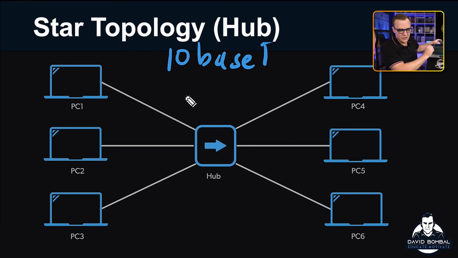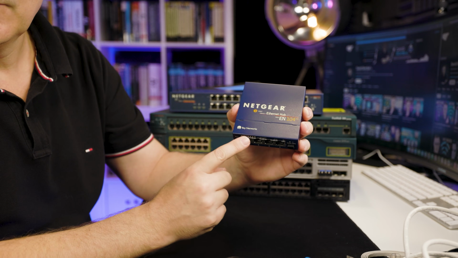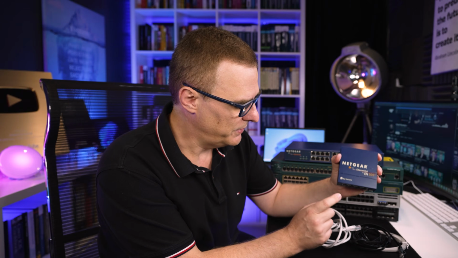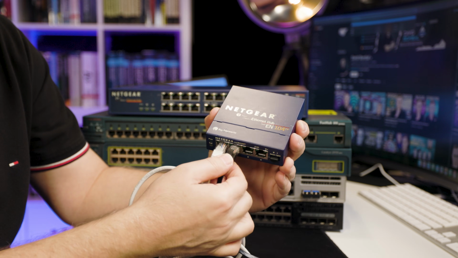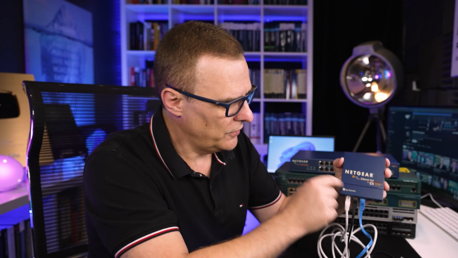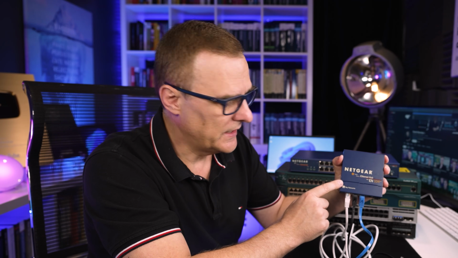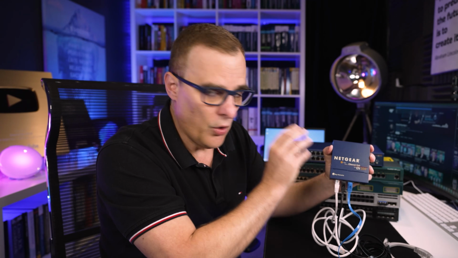The topology changed as well to a star topology. So rather than one long cable, we now connect to a hub. Here's an example of an Ethernet hub. This is not a switch, this is a hub. And what we would do is connect our devices using UTP cabling like this. So different cables could be used to connect to different devices in the network, all connected to a central device, hence the term star topology.